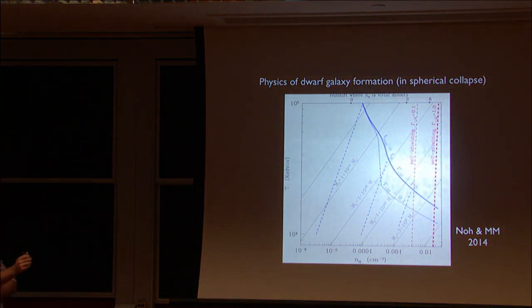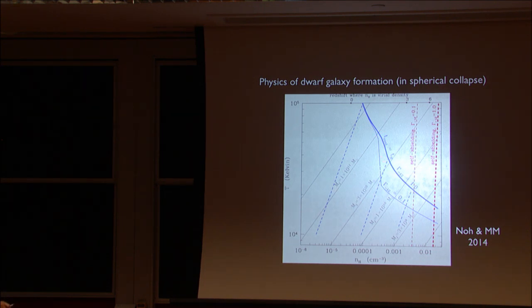And so this is one of my final plots. I think it's a fun plot you can make that illustrates the physics that is at play in shaping the minimum mass of galaxies from this Jeans suppression. So this is the temperature of the gas, and this is the density. And then on this plot, I can plot the Jeans mass. These are contours of constant Jeans mass. I can plot adiabats.